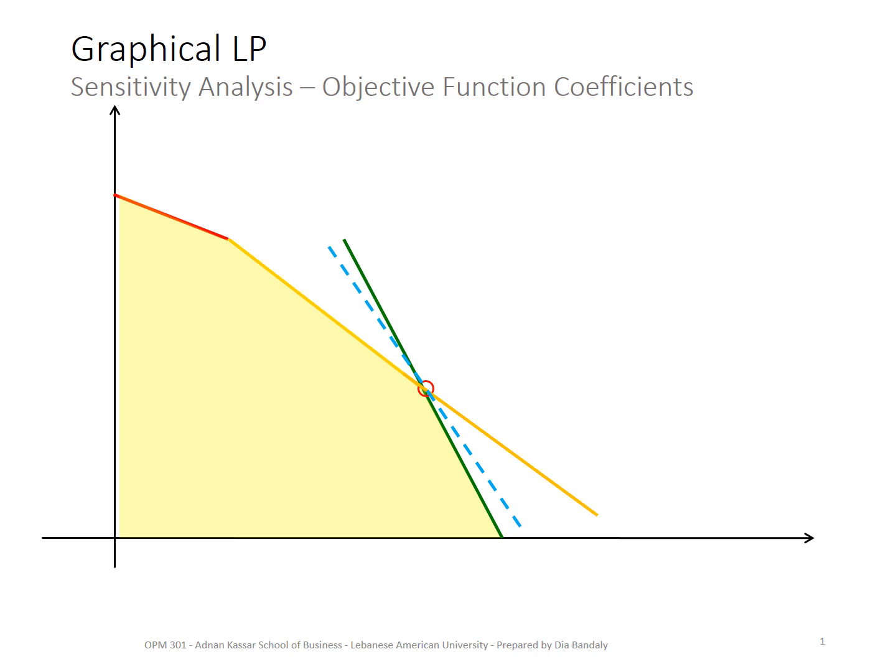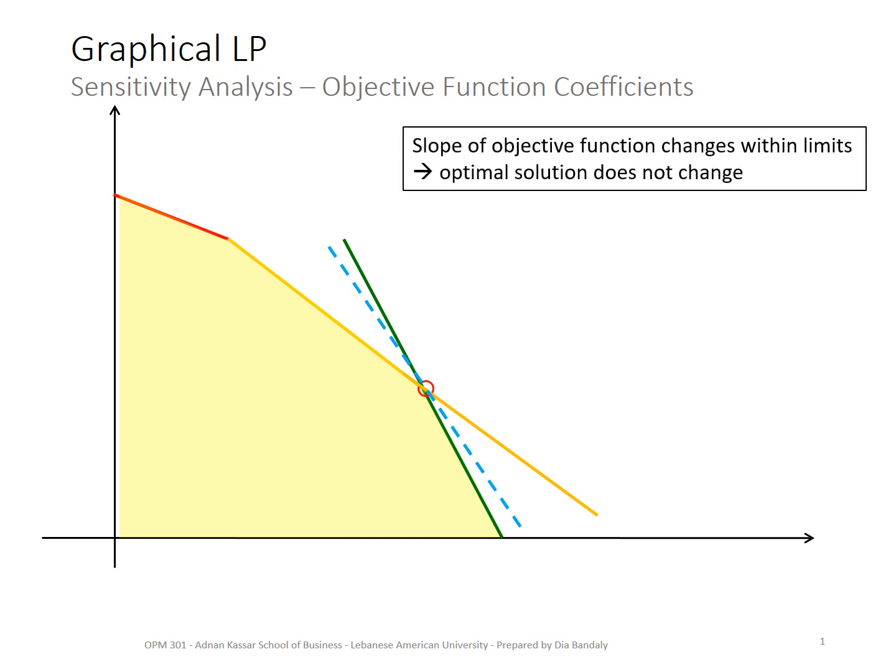All right, let's rotate it further. So I can make a conclusion that when the slope of the objective function changes within limits, which are these limits, this one and that one, the optimal solution is not changing. Let's move it beyond the limits. Here we go. I moved it clockwise to an extent where I went beyond the green line and beyond the yellow line, of course.